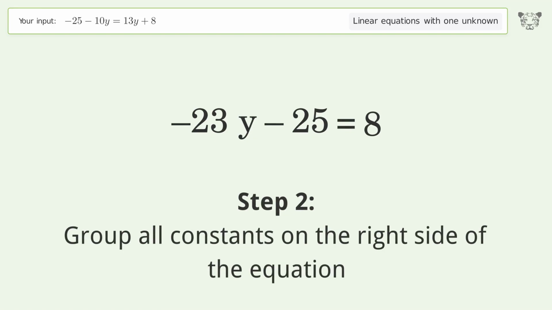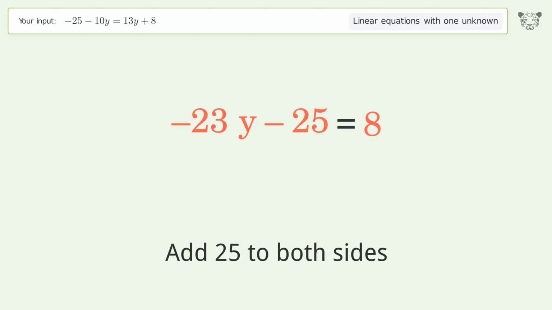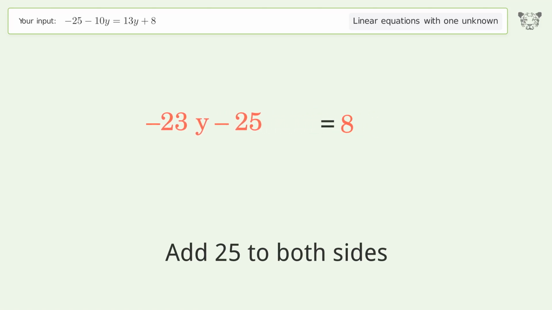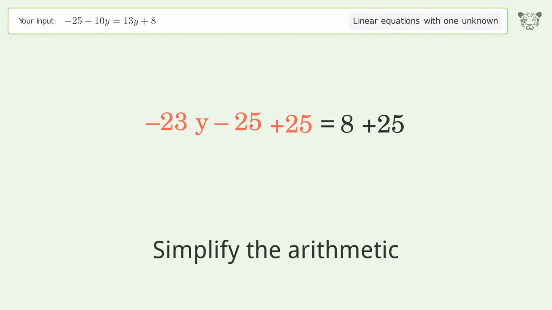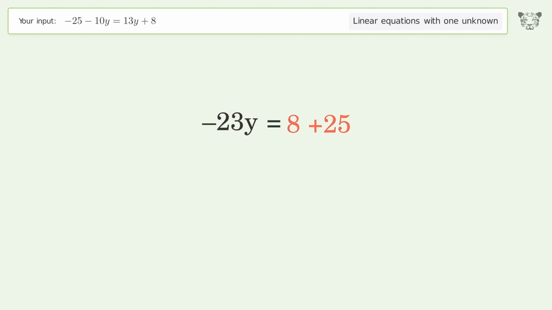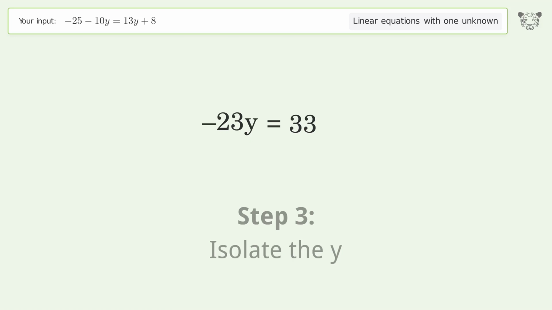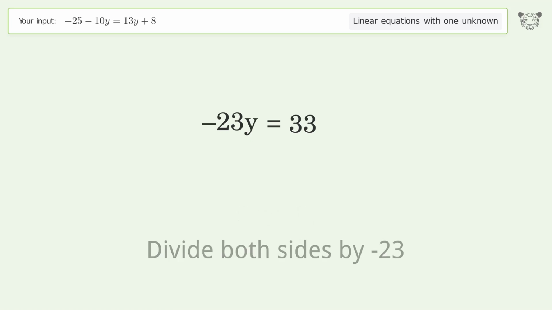Group all constants on the right side of the equation. Add 25 to both sides. Simplify the arithmetic. Isolate the y. Divide both sides by -23.